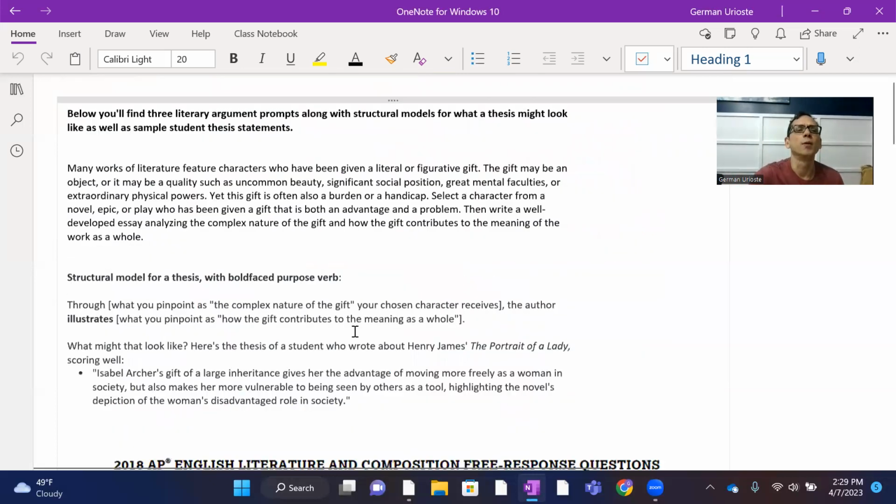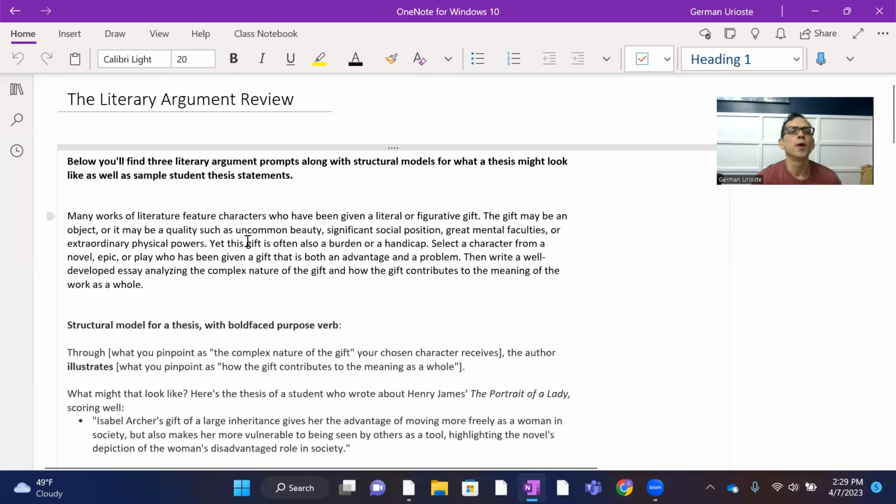So let's take a look at the prompt. I've put it up here on top. The prompt says the following: Many works of literature feature characters who have been given a literal or a figurative gift. The gift may be an object, or it may be a quality, such as uncommon beauty, significant social position, great mental faculties, or extraordinary physical powers. Notice how the gift can be defined any number of ways. So that'll apply to any number of literary works, not just one, but any number, where characters have literal or figurative gifts.